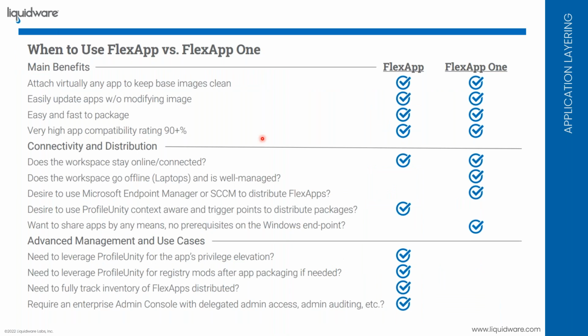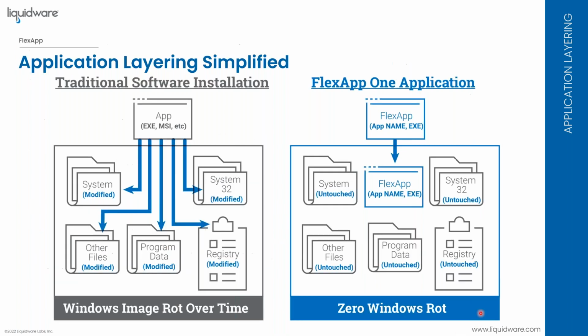If you look at the way FlexApp One and FlexApp, the traditional FlexApp, they work very similar. There's a filter driver that makes the app look like it's installed. Go back to that previous slide for a second. All those same files in the system remain untouched. So your base image stays pristine, it stays clean, and you don't have the Windows rot that you see. The filter driver makes it look like the files are there, but indeed they're not. The system stays clean.